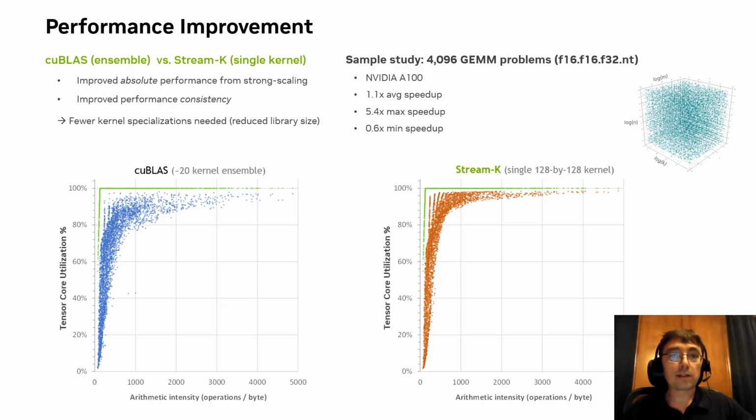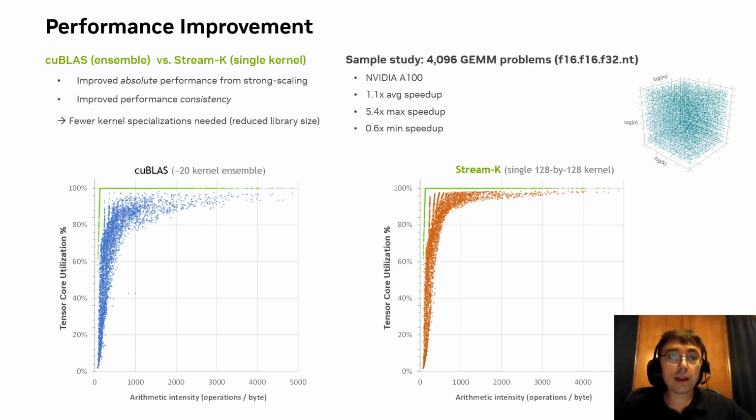StreamK may be compared to an ensemble of multiple kernels with a selection heuristic. In this experiment, a set of 4096 randomly chosen problem sizes with a logarithmic distribution are evaluated with CUTLASS, which itself has an ensemble of 20 kernels per data type. This is compared with one StreamK tile size of 128 by 128. The plots illustrate tensor core utilization as a function of arithmetic intensity.